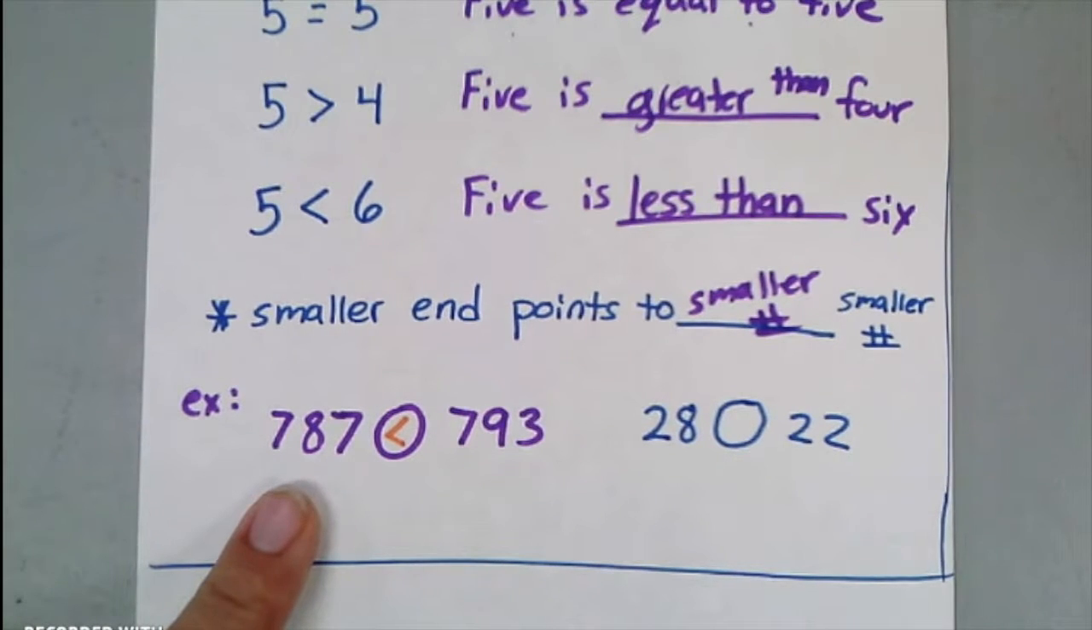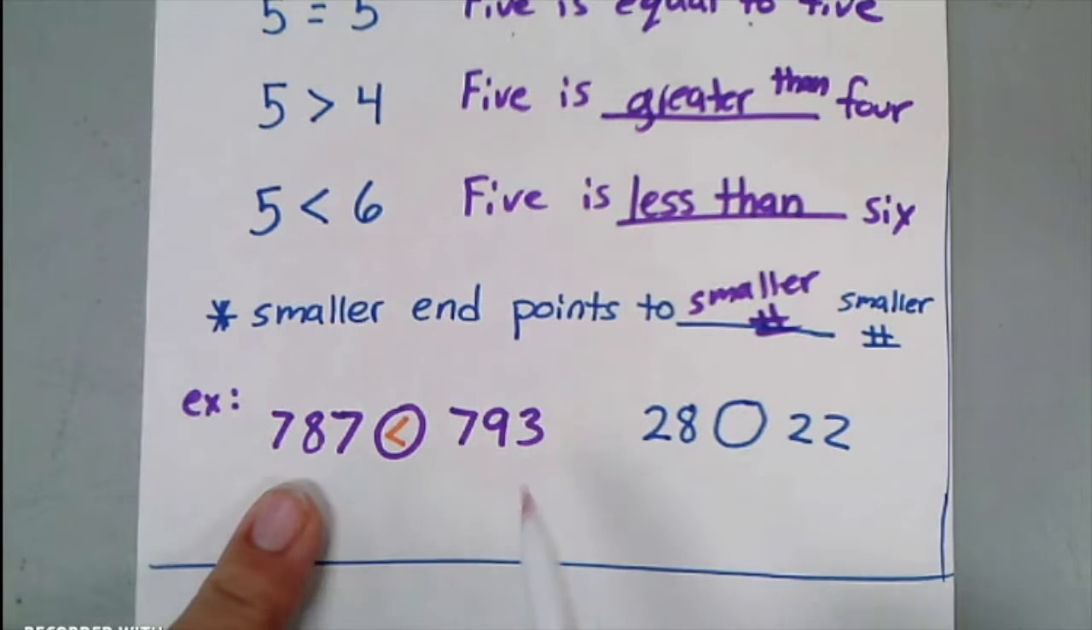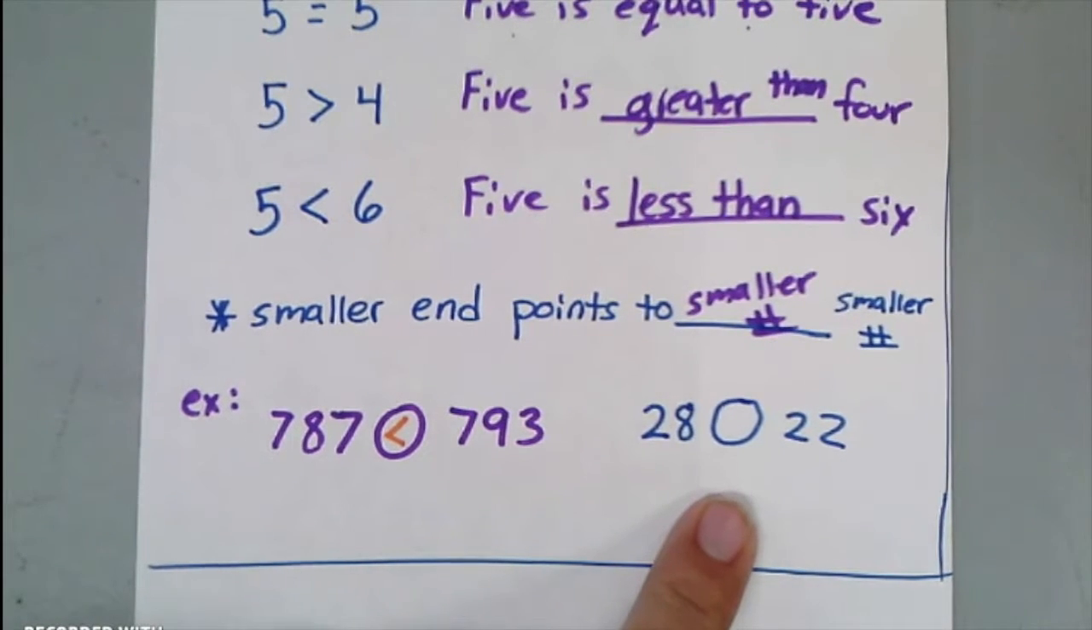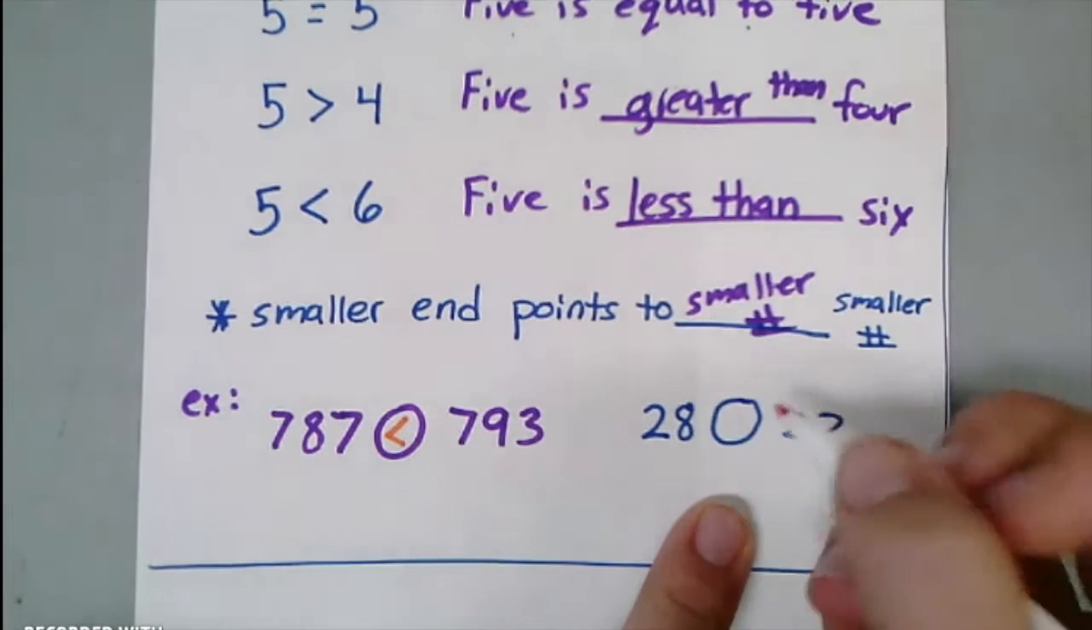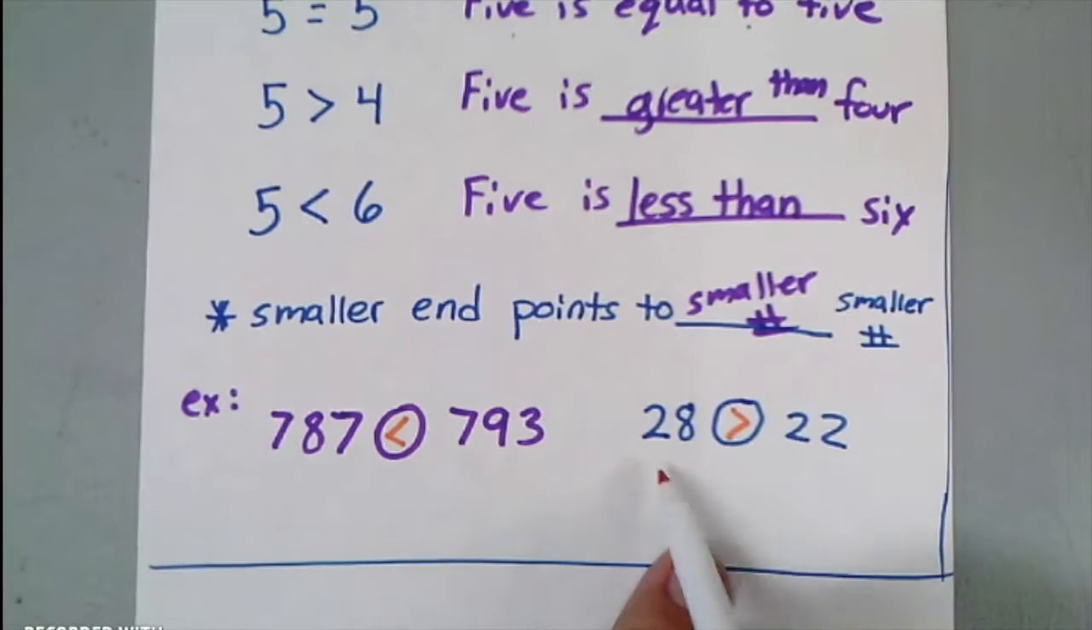Did you get it right? The smaller point goes to the smaller number, and 793 is bigger, so it's open. It wants to eat the 793. The way we read it is 787 is less than 793. What about this example? Go ahead and do it. Did you get it right? 28 is greater than 22.